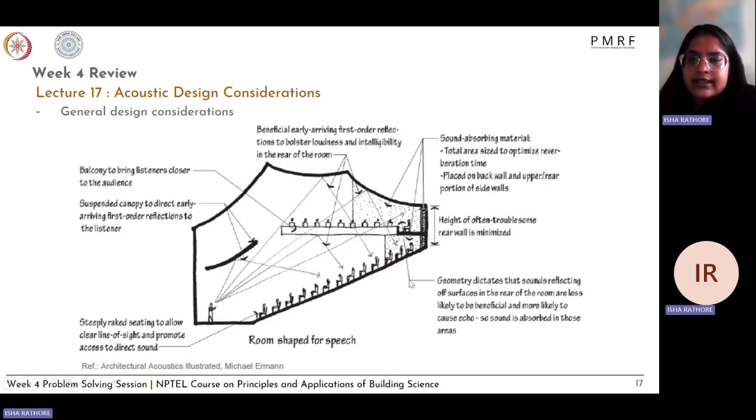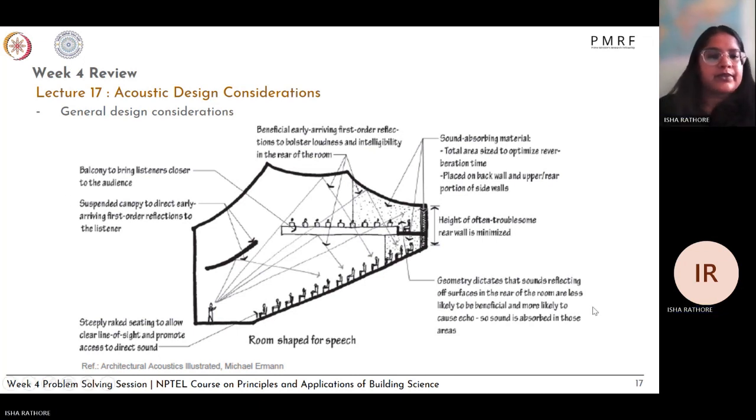So then again, you basically use geometry and sound reflection properties such that each of the listeners have access to direct sound, as well as the reverberation or the reflected sound does not cause an echo effect. Also, you need to ensure that there are no dead zones where sound is not reaching, or where the articulation index or SII or STI are much lesser. So you need to ensure all of those calculations again.